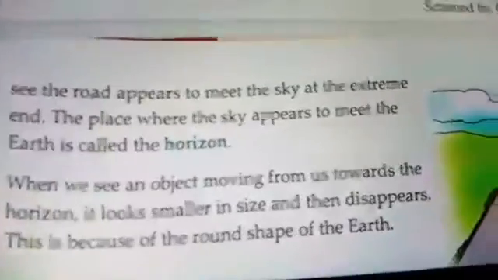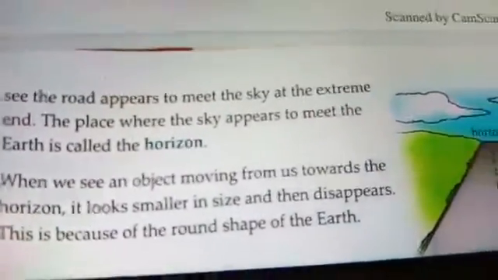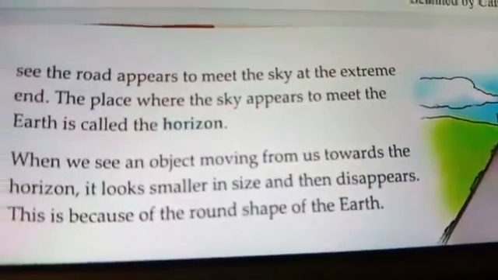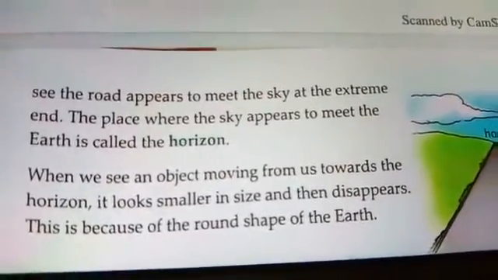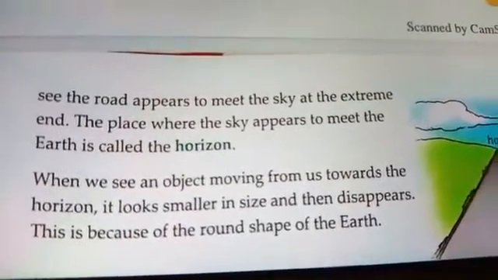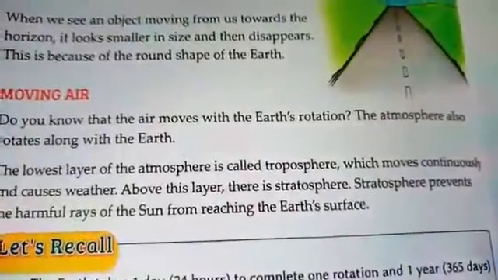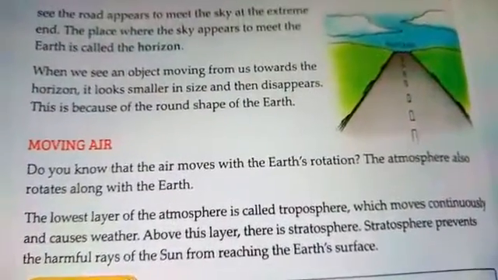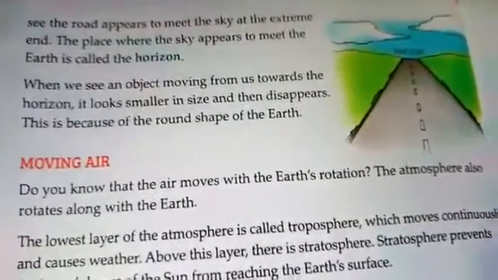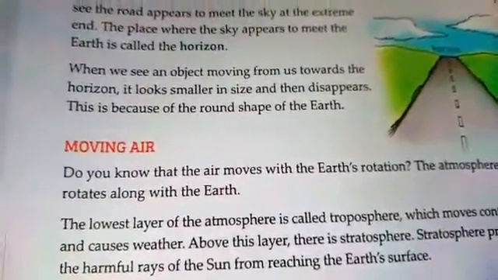When we see an object moving from us towards the horizon, it looks smaller in size and then disappears. This is because the earth is round in shape. Now, there is moving air. Do you know that this air moves with the earth's rotation? The atmosphere also rotates along with the earth.